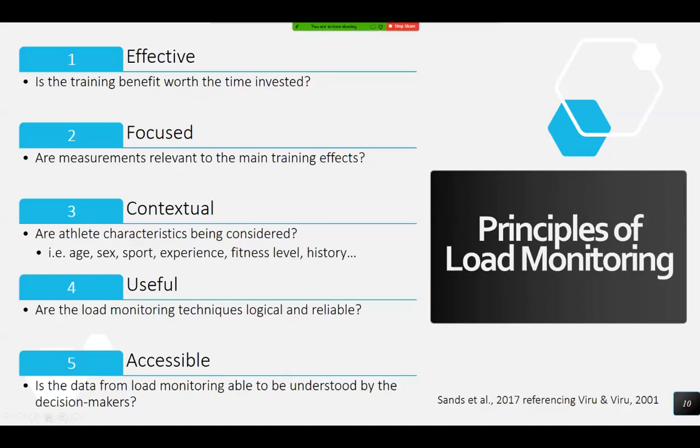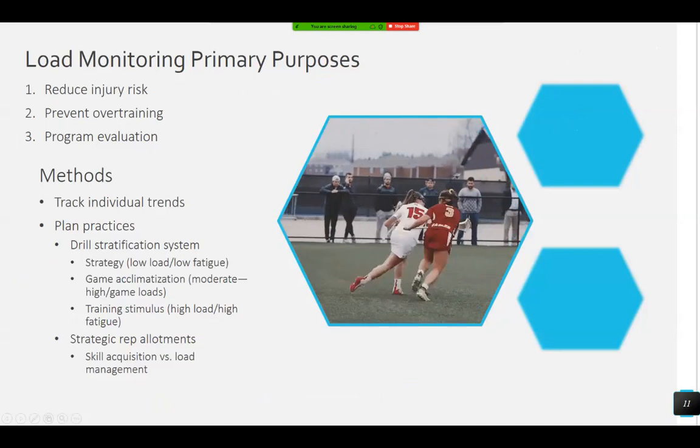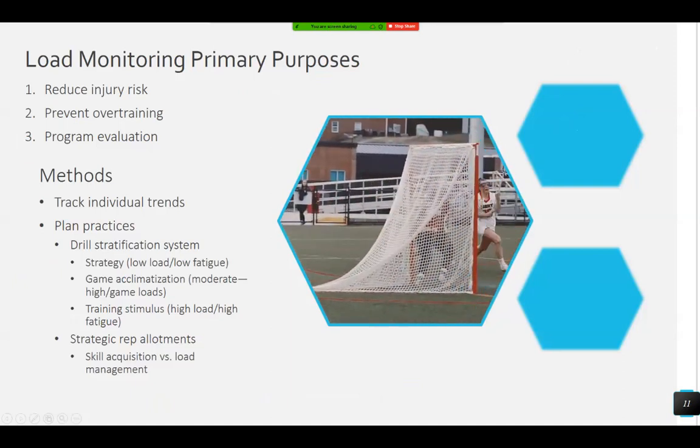So these are 5 principles to consider. They can be applied to a lot of different direct applications, but this is the big picture view. So we move through this, and then we get into the exact nature of how we're going to integrate load monitoring. So primary purposes, these are pretty consistent as you read through the literature.